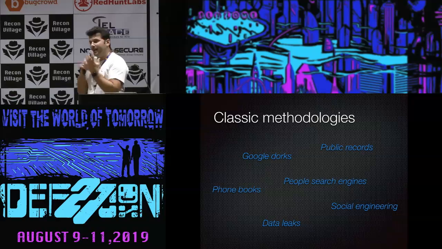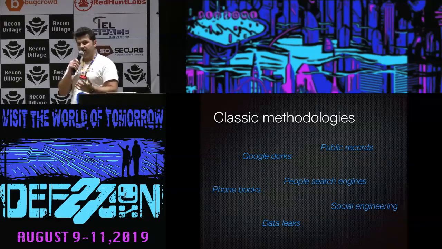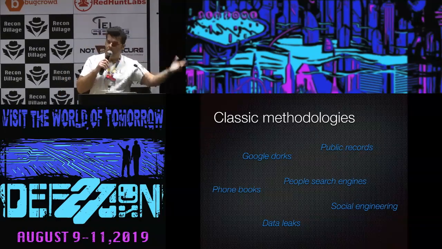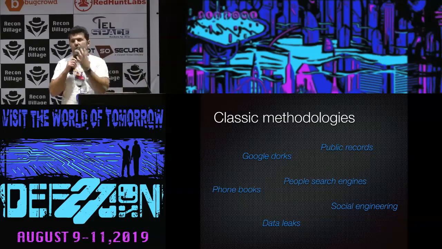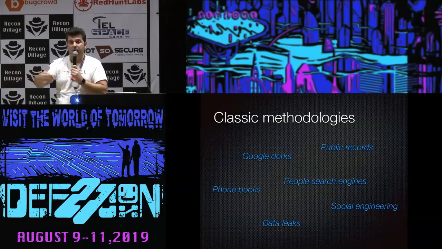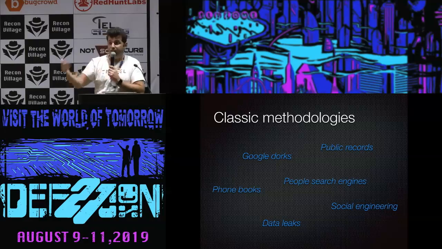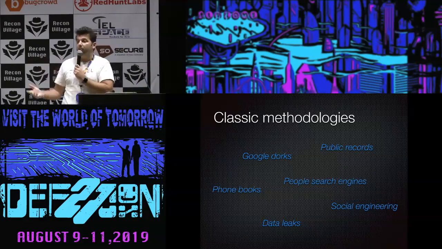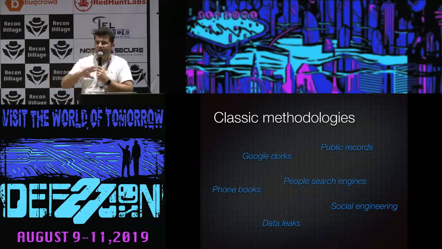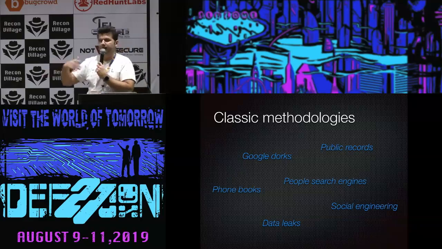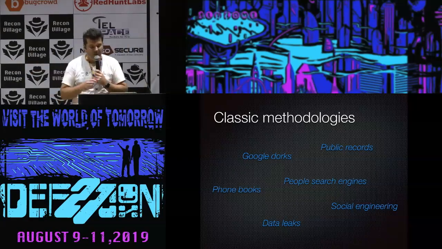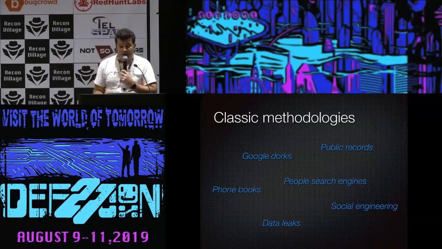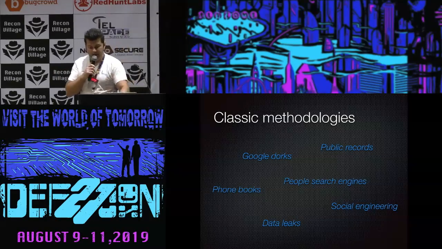Okay, so what are the classic methodologies that we know to get from an email address to a phone number? You can use Google Docs. Maybe someone has posted their phone number in a forum and their username is actually the email. Public records, you can go to court and stuff like that. It's more advanced OSINT stuff. Classic people search engines: you go to Spokeo, to People Finder, put in an email address, and you are likely to get a phone number. Social engineering, you can target someone, data leaks, and so on.